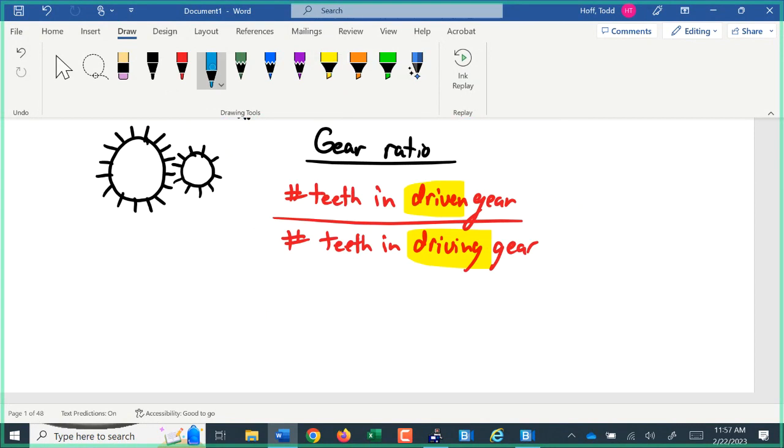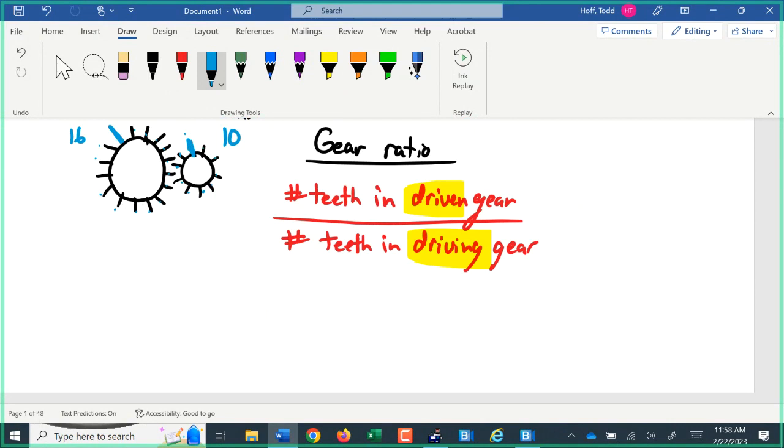Let's count the teeth to find the size. I'll make a mark here to give us a starting point. We count around there. 1, 2, 3, 4, 5, 6... 16. There's 16 teeth in the big gear. Again, I'll make a starting mark. 1, 2, 3, 4, 5, 6, 7, 8, 9, 10. 10 teeth in the little gear. So we have the number of teeth.